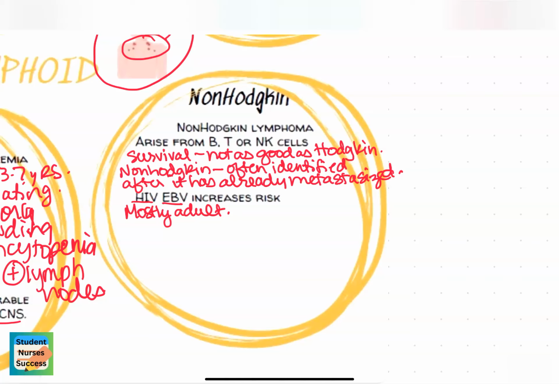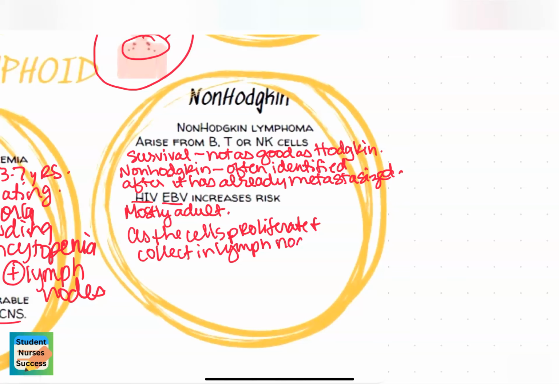And the other thing with non-Hodgkin's is a lot of times, as the cells proliferate and collect in the lymph nodes, they actually may press on other structures. So, and these are not necessarily the cervical lymph nodes. These are lymph nodes deep in your body.